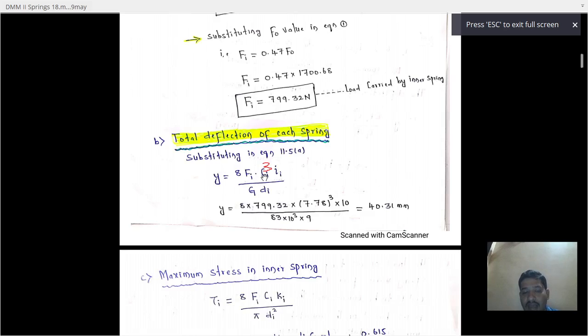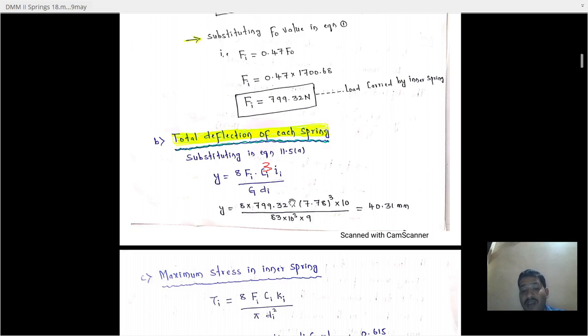8 Fi Ci whole cube into I by G into Di. So 8 as it is. Fi, the load carried by the inner of the spring, is given as 799.32, into Ci, the spring index, given as 7.78 whole cube, into I, the number of active coils of the inner spring, given as 10, by the modulus of rigidity of the material, given as 83 into 10 power 3, into Di, the wire diameter of the inner coil. How much is given? 9.